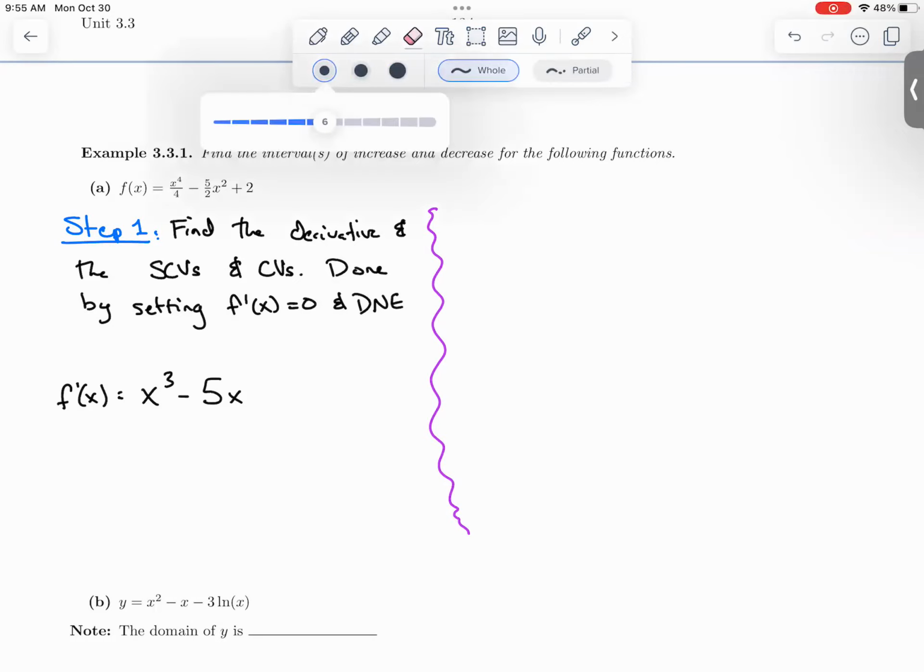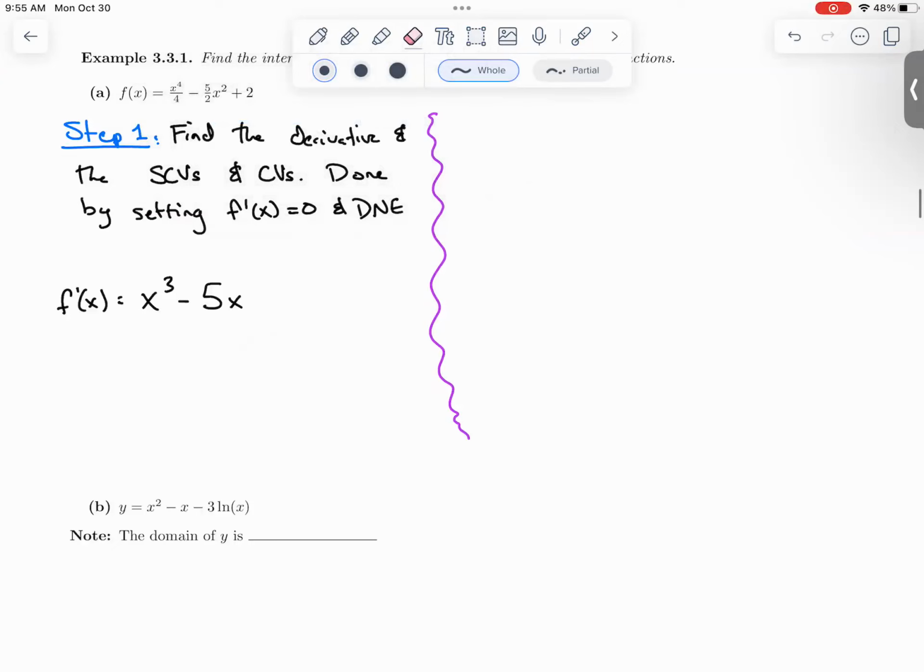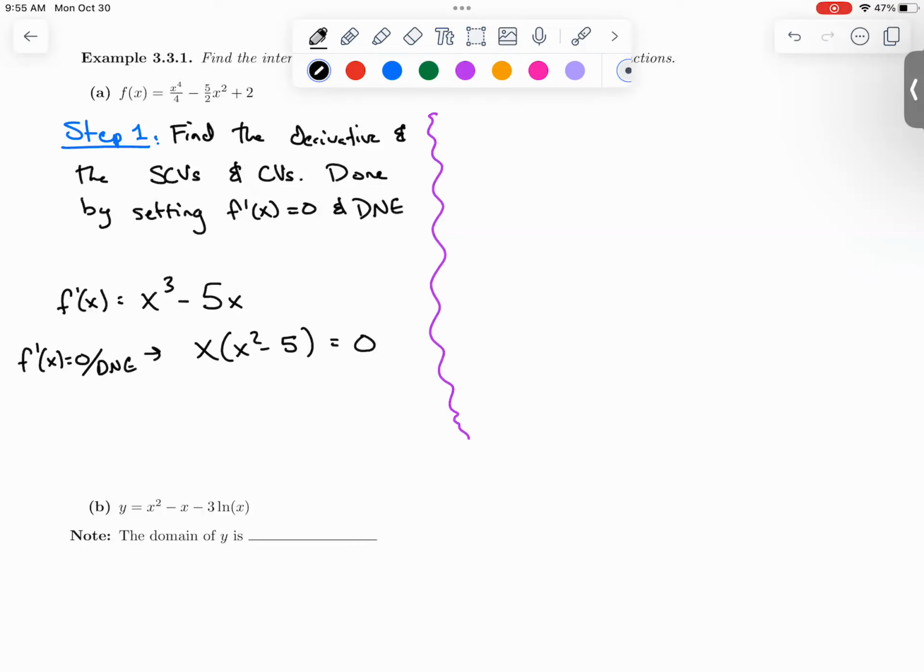So for this function, setting f prime equal to 0 or DNE, which isn't really, it's never going to not exist. It's a polynomial, so it's defined everywhere, but we'll set it equal to 0. We get x times x squared minus 5 is equal to 0. And oh no, that's not a difference of squares. That's not like x squared minus 4. What are we to do? It is a difference of squares. It's just not a pretty difference of squares, because this thing does factor to x plus the square root of 5 times x minus the square root of 5.